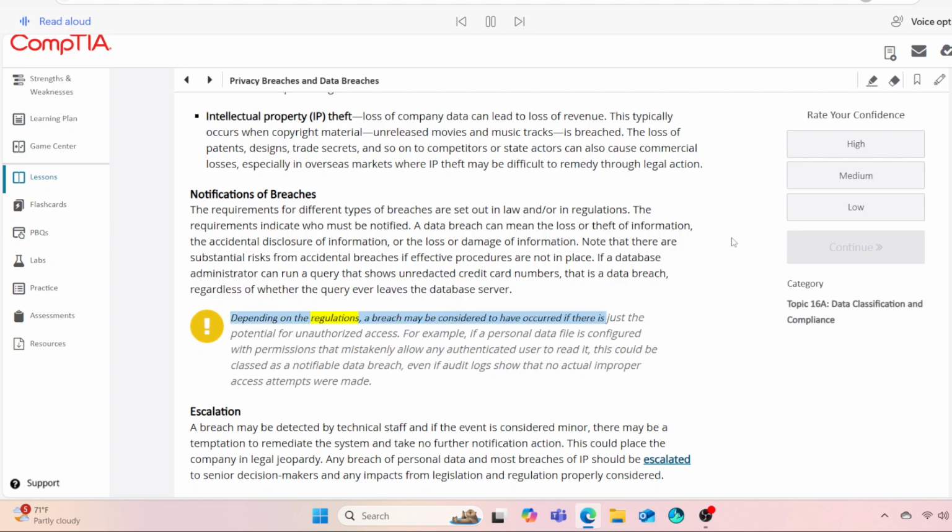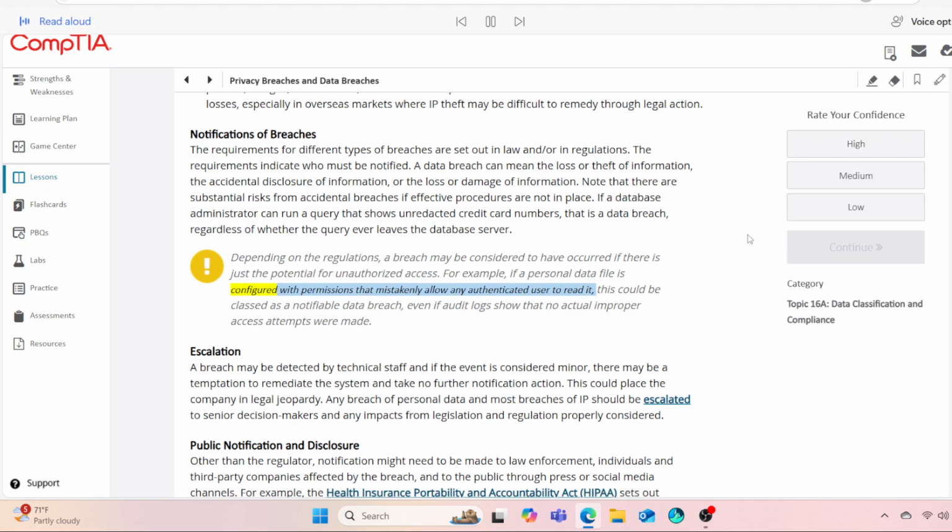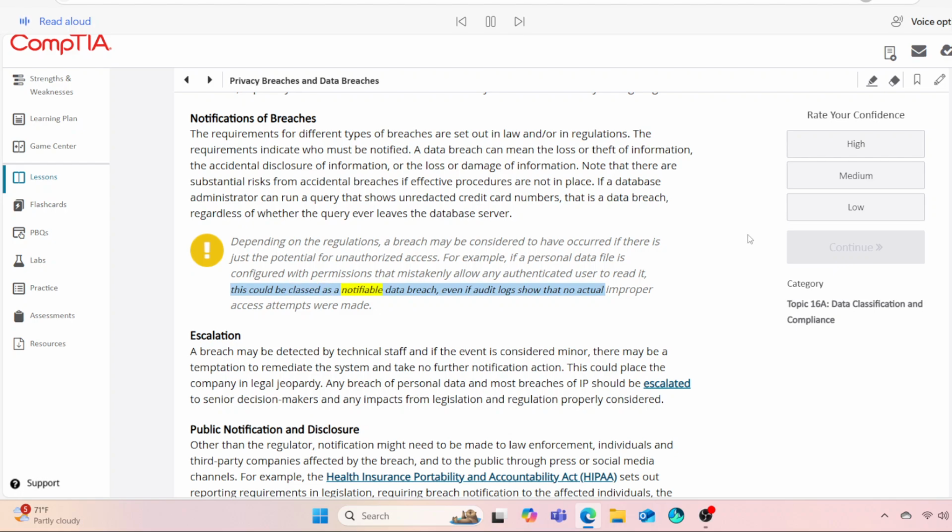Depending on the regulations, a breach may be considered to have occurred if there is just the potential for unauthorized access. For example, if a personal data file is configured with permissions that mistakenly allow any authenticated user to read it, this could be classed as a notifiable data breach, even if audit logs show that no actual improper access attempts were made.